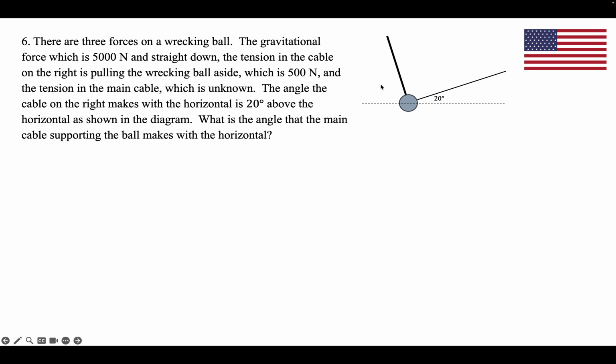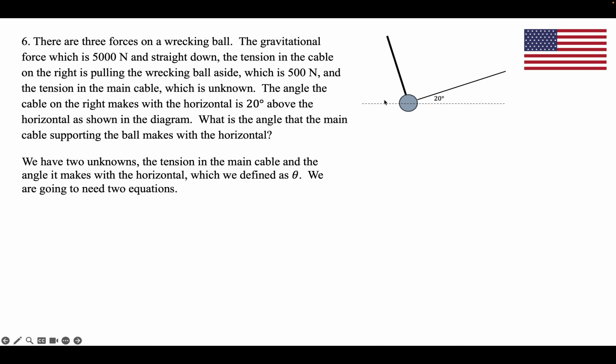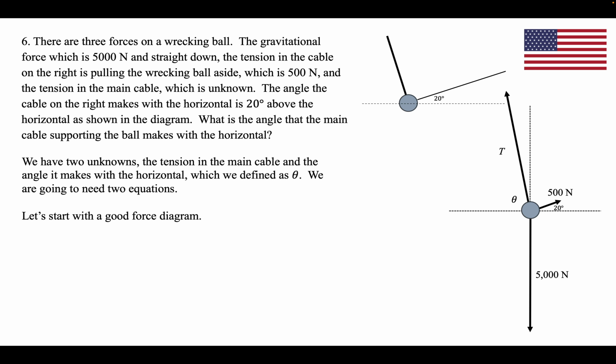What is the angle the main cable makes with the horizontal? What is that angle right there? That's the question. We have two unknowns. We don't know the tension in the main cable, and we want the angle. We're going to need two equations, and we get those from the horizontal and vertical direction. Let's start with a good force diagram. Those are the three forces. We label the angles.